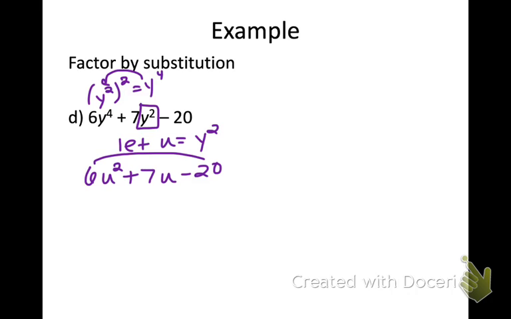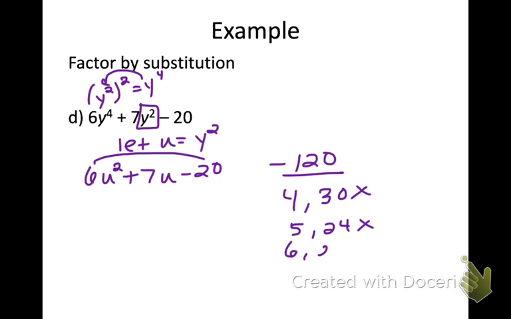Now factor that as normal. 6 times negative 20 is negative 120. Factors of 120 that get us to 7. Let's see, 4 and 30 is a no-go. 5 and 24 does not get me 7, so let's go higher. 6 and 20, getting closer. 8 and 15, I think we have it right there.